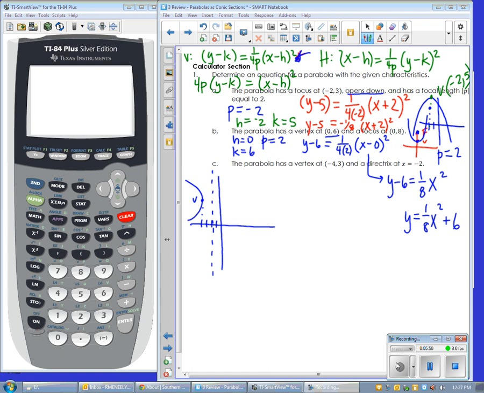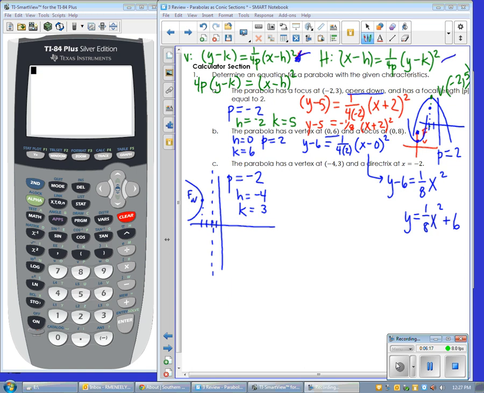That means that my p-value is negative. My vertex is 2 units away from the directrix, and since my focus has to be on the inside of the parabola, I know that p is -2. We're given the vertex, so I also know that h is -4 and k is 3. Now I'm going to write the equation, but this time I have to pay attention to the fact that this is a horizontal parabola.